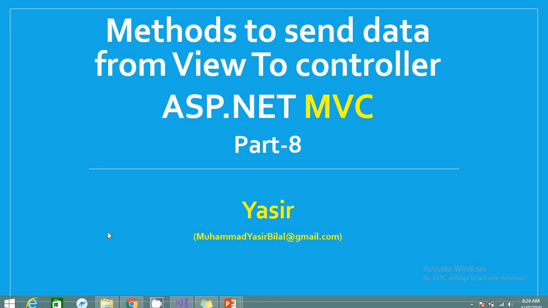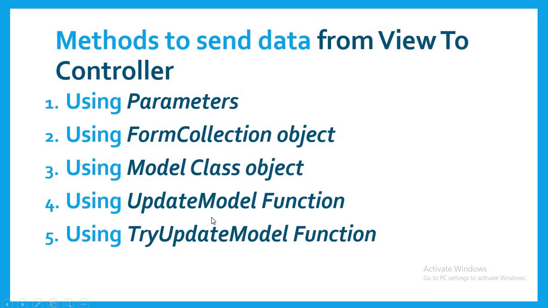We have 5 different methods to send data from a view to a controller. One method is by parameters, the second is by using FormCollection, then a model class object, the UpdateModel function, and the TryUpdateModel function. Whichever method you use depends on the constraints of your logic, and it's up to you.